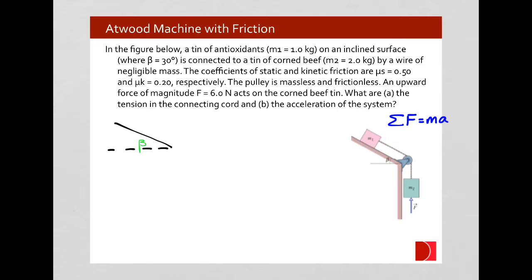We have an angle beta there. We have the block. And that block has a force of gravity. We'll call that gravity M1G. The block is connected by a tension. There is a normal force pushing the block up. We'll rewrite our force of gravity as components.